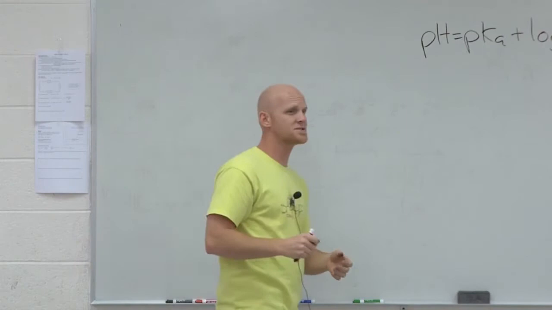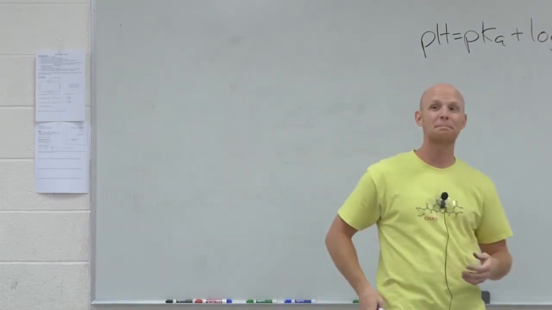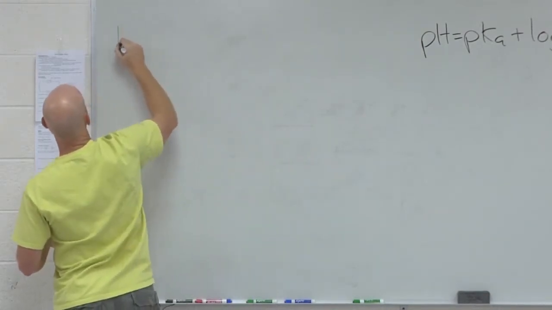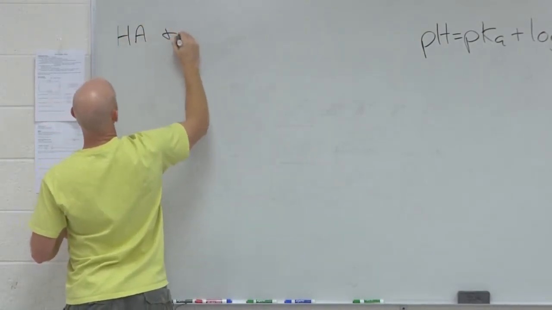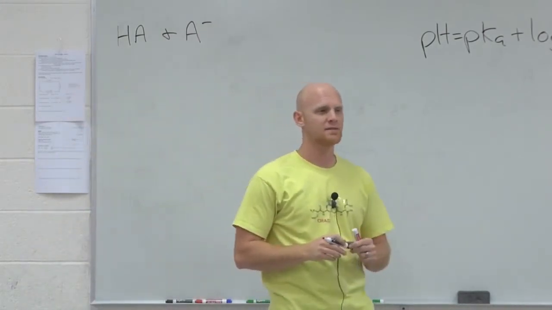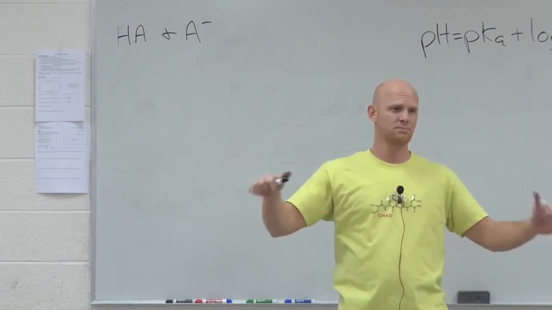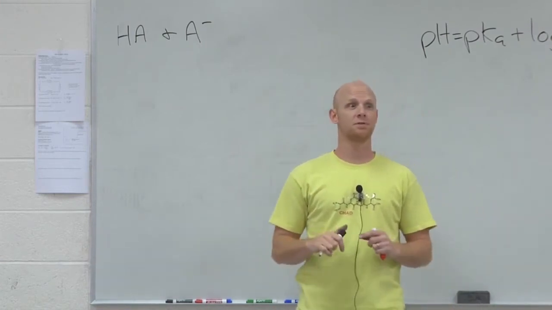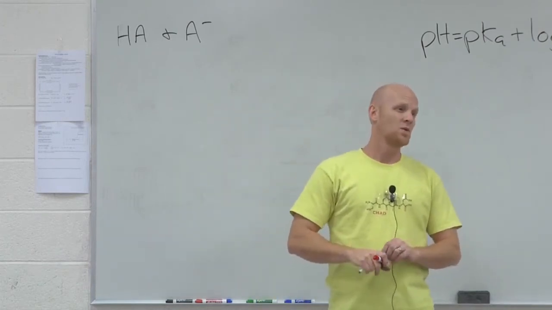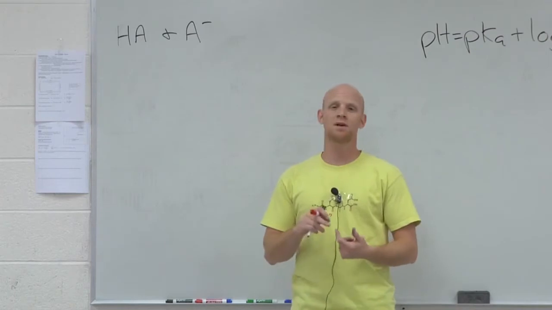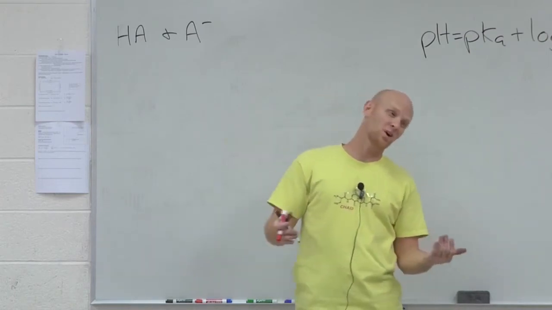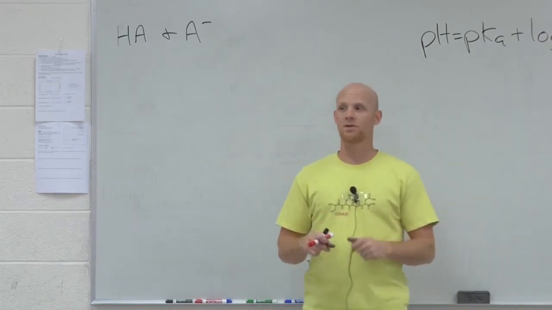Before we get into buffers too much, we've got to talk about the 3 ways to actually make a buffer. So first off, you can just mix HA and A- together directly. Sweet. Put them in together, awesome. What's the best ratio to put them in at, by the way, for maximum buffering capacity? 1 to 1. When they're 1 to 1, that's when you'll have the greatest buffering capacity. Now, you may have to tweak it away from that ratio to get the right pH you want, but it would have the maximum buffering capacity when it's 1 to 1.